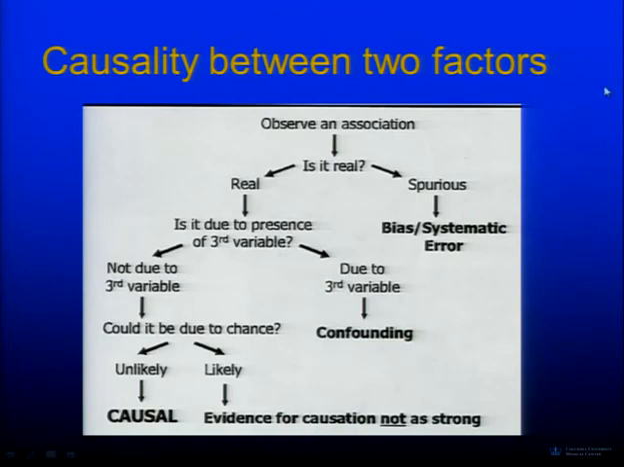So we went through this last week: you observe an association, you want to know, is it real or is it spurious? If it's spurious, it could be bias or systematic error. We went through a lot of reasons for that last week. It could be real, but due to a third variable. If it is, we might call that confounding. If it's not due to a third variable, we want to know if it's due to chance or one of those type 1 errors. And if it's unlikely, then we can start thinking of a causal relationship. But there's a lot more to it than simply that.